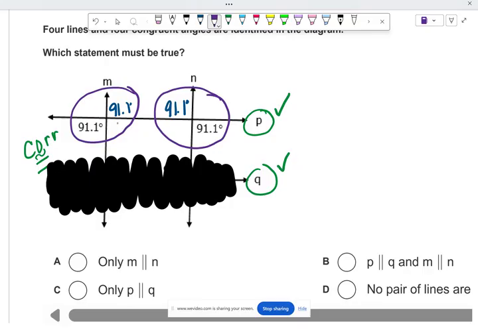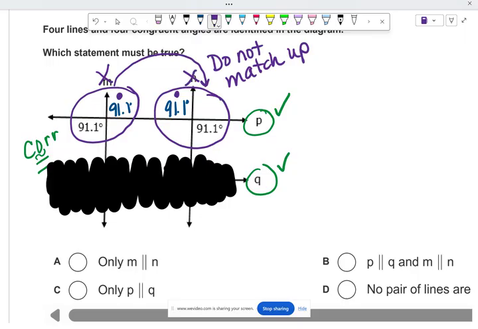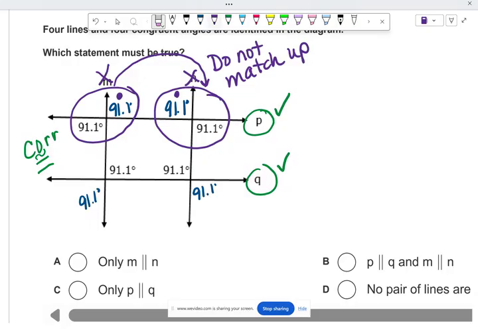Okay, does this cluster of angles slide over and match up perfectly with the cluster on line N? Okay, this 91.1 is on the top right. This 91.1 is on the top left. They do not match up. Therefore, line M is not parallel to line N. The only two lines that are parallel are line P and line Q. That would be answer choice C.